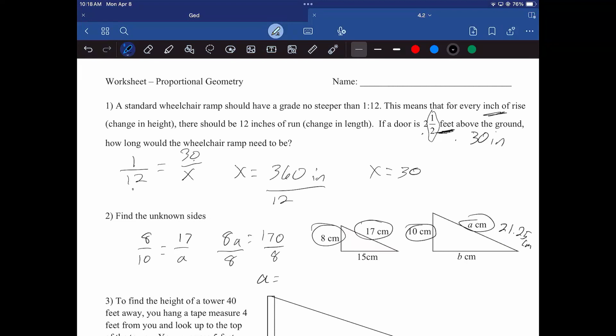And then we can do the same thing for side B. 8 is to 10, the same as 15 is to side B. So we get 8B is equal to 150. Divide both sides by 8. We get 150 divided by 8. What's that? 18.75.